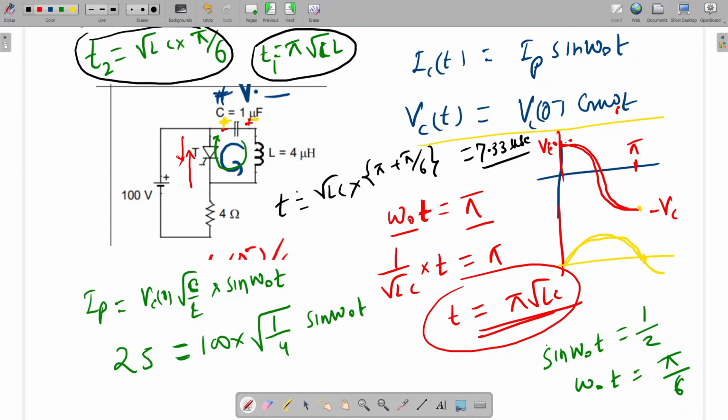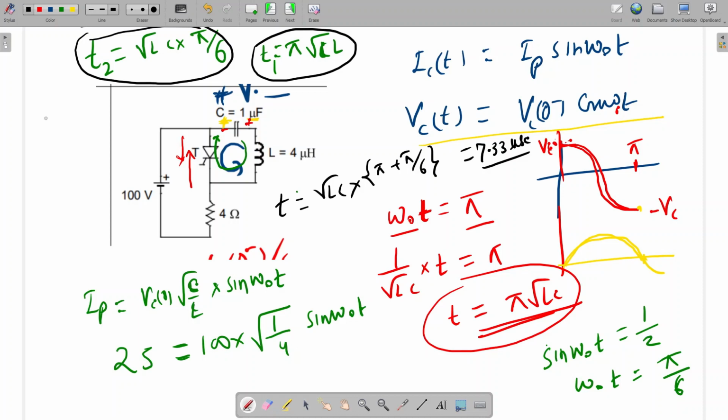Anyone have doubt in this explanation? Again, I will repeat. Anyone can ask? Hello? Sir, please repeat the second operation, sir. Okay, the second cycle. Okay.